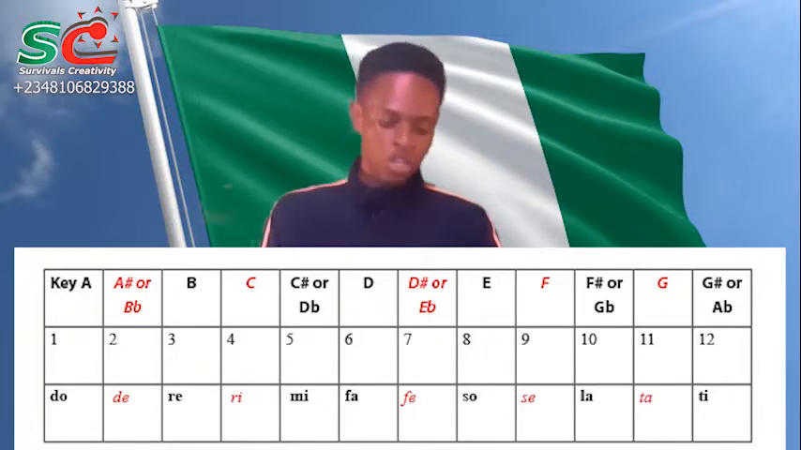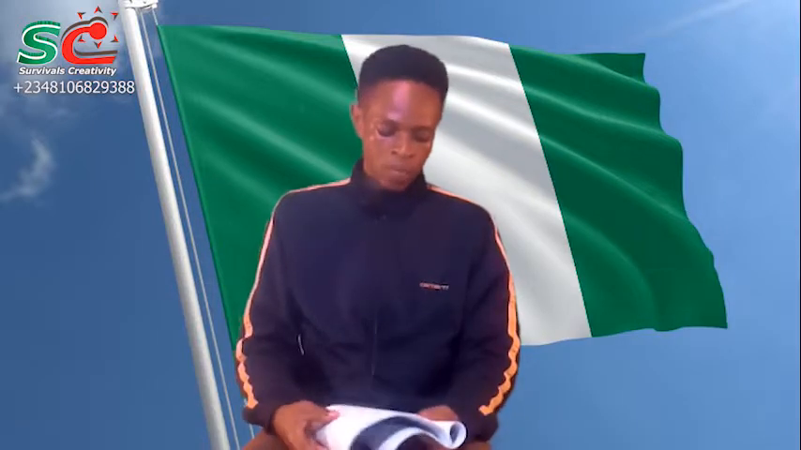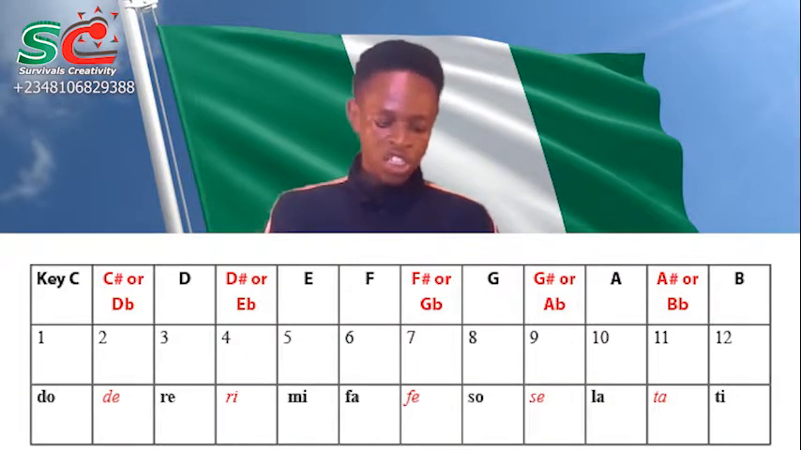So let's take the key of C as an example. If we follow this formula and apply it to the key of C, like I said, write out the key first. So C will come first. This is how you write it out: C comes first, C sharp or D flat, then D, D sharp or E flat, then E, F, F sharp or G flat, G, G sharp or A flat, A sharp or B flat, then comes B.